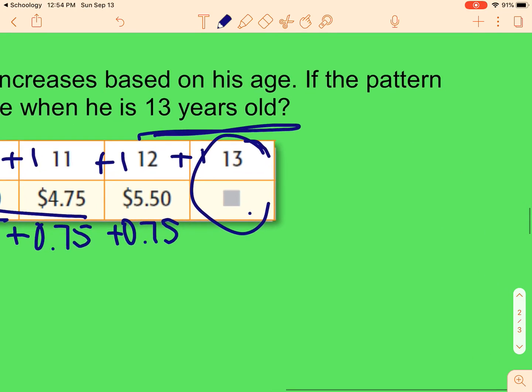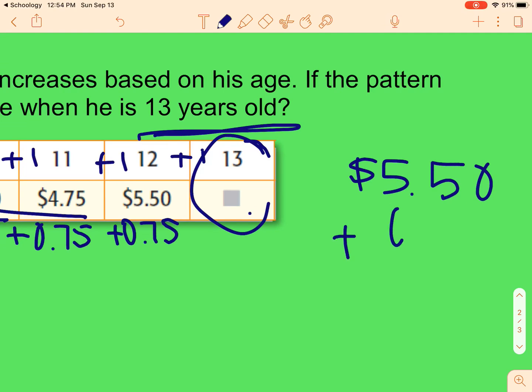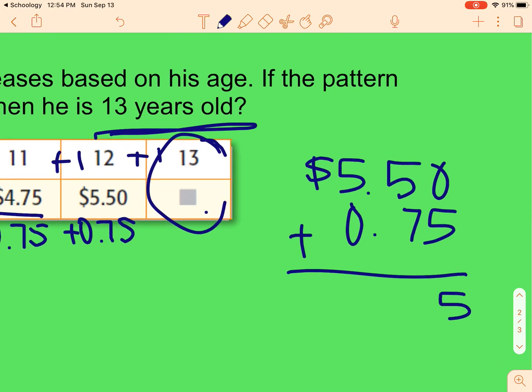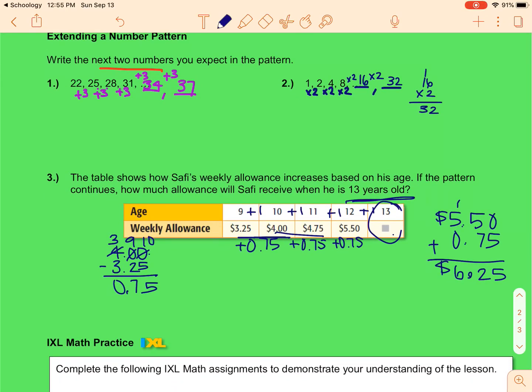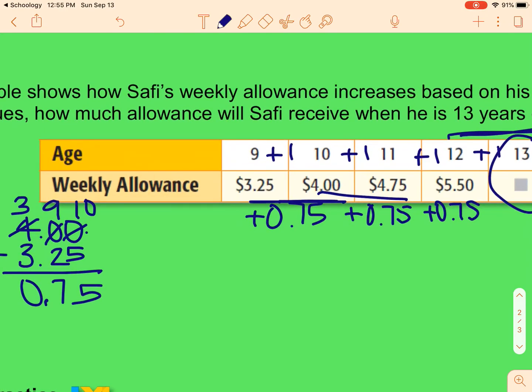So now let's figure out how much it's going up when he is 13. So we're going to take 5.50 plus 75 cents. 0 plus 5 is 5. 5 plus 7 is 12. 5 plus 1 is 6. And my decimal point was here, so I'm going to carry it down. Alright, so when he is 13, he will make 6.25. So let's write a sentence.